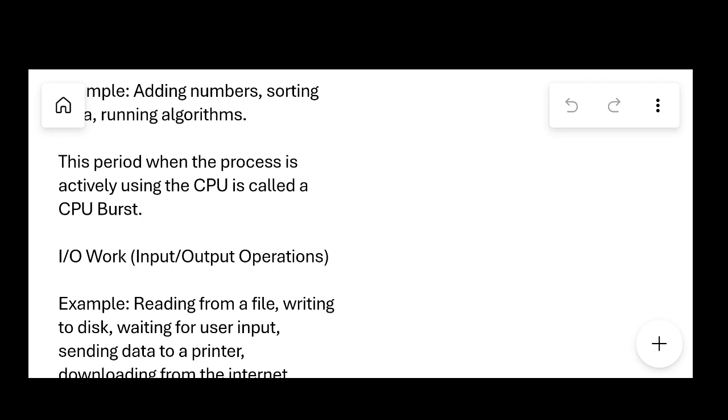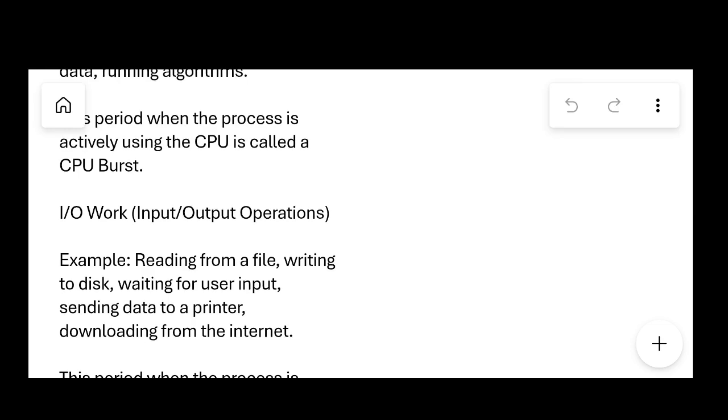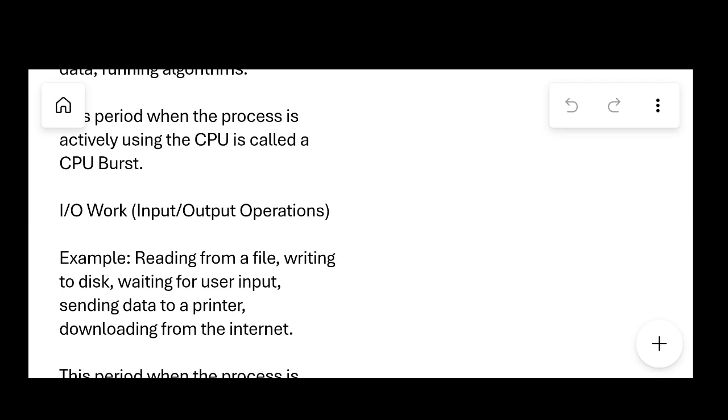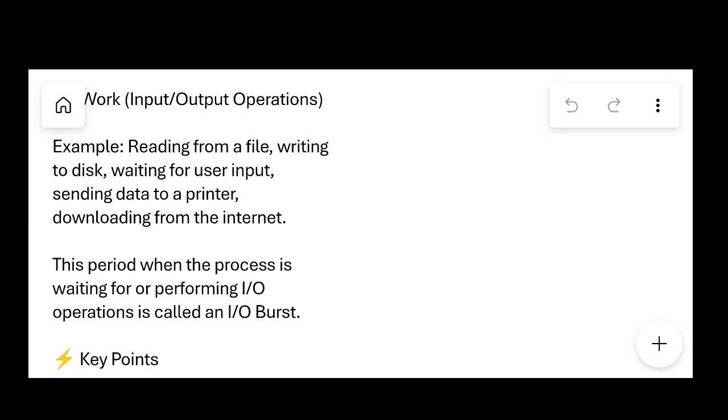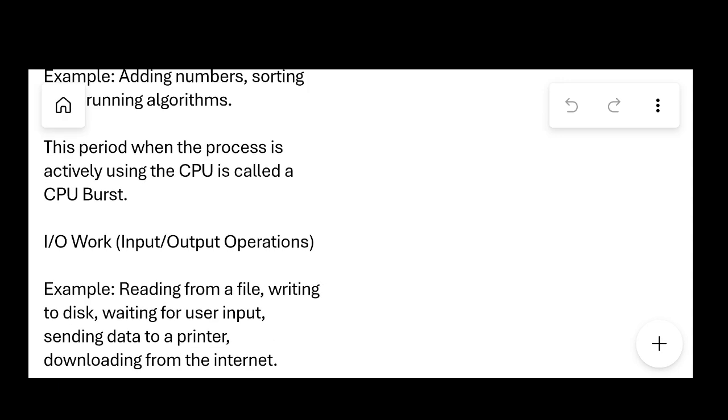Then IO work, input output operations. Example is reading from a file, writing to disk, waiting for user input, sending data to a printer, downloading from the internet. So this period when the process is waiting for or performing IO operation is called an IO burst.